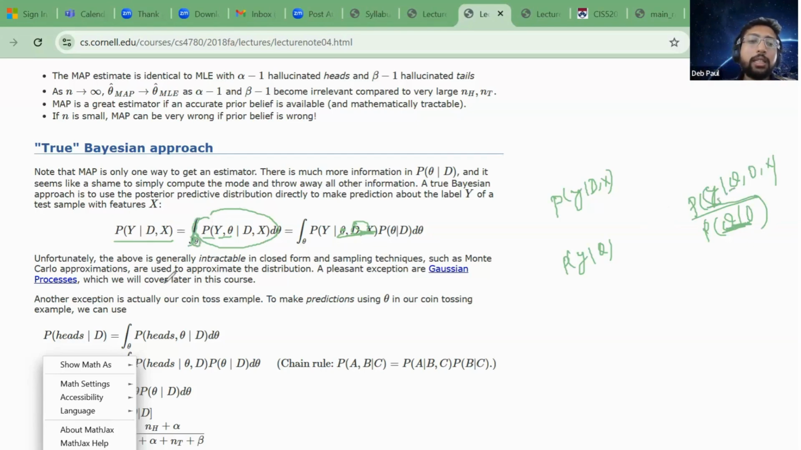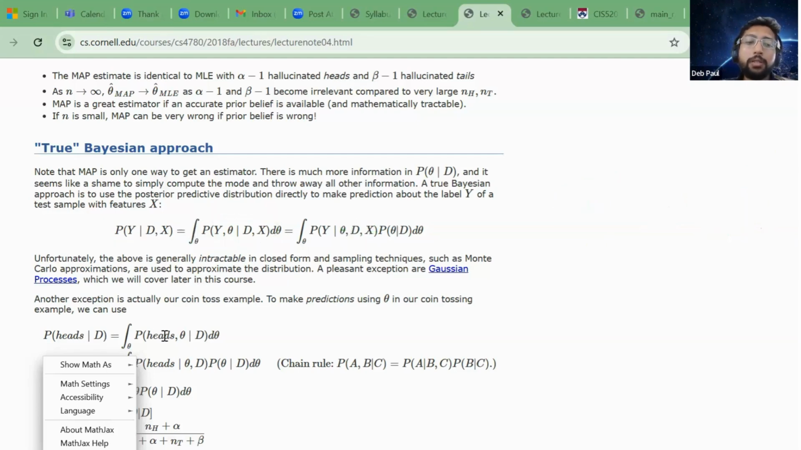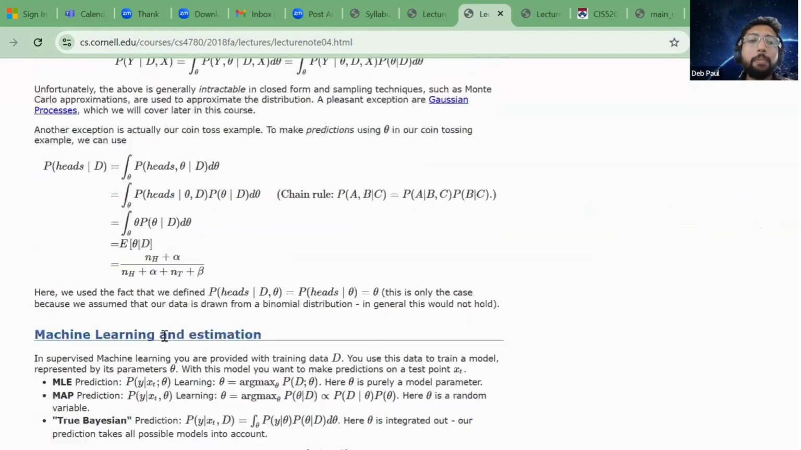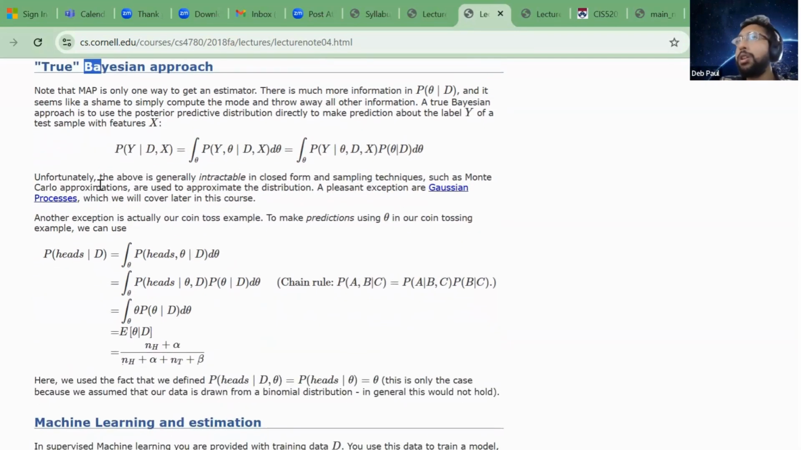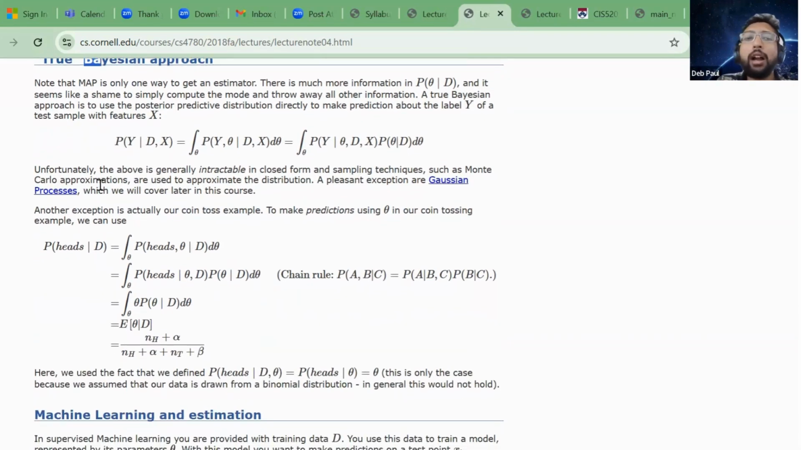Usually this is feasible for simple distributions, but for any arbitrary distribution it is extremely hard. So ideally, the true Bayesian approach is not feasible to compute. Usually we either make some assumptions or fall back to the MLE. We never take the true Bayesian approach unless things are as simple as a coin toss, right? Other than that, it's very hard to estimate all of this. So that's the premise.